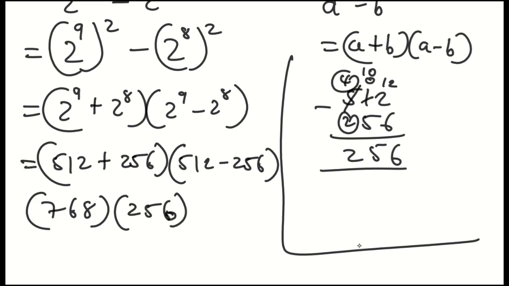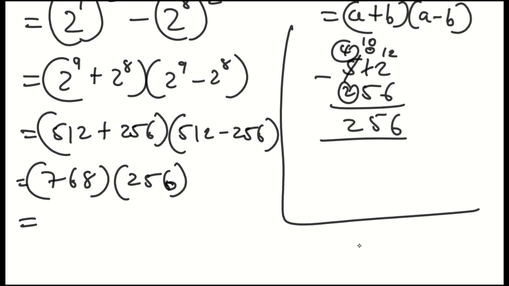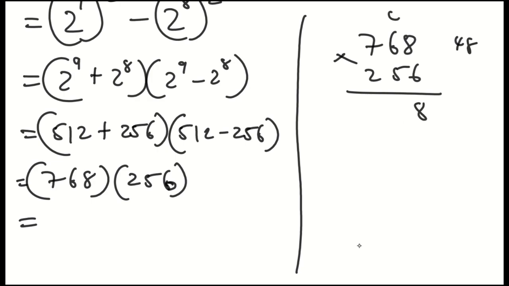So I don't think this should be much of a problem. We can easily just do our long multiplication. So I think I can do that right here. So let's multiply 768 by 256. Let's go. 6 times 8, that's 48. Write 8, carry 4. 6 times 6 is 36 plus 4 is 40. Write 0, carry 4. 6 times 7 is 42 plus 4 is 46.